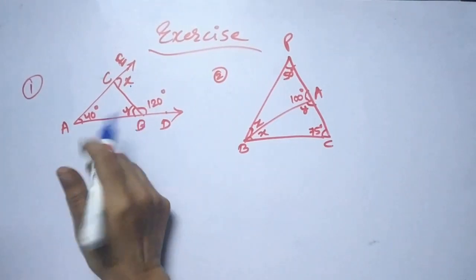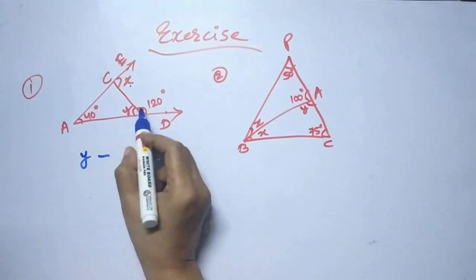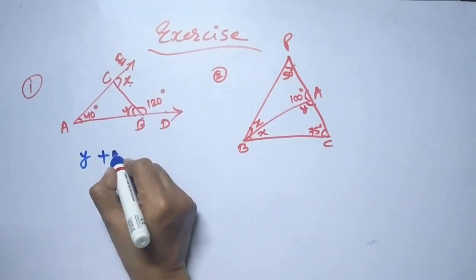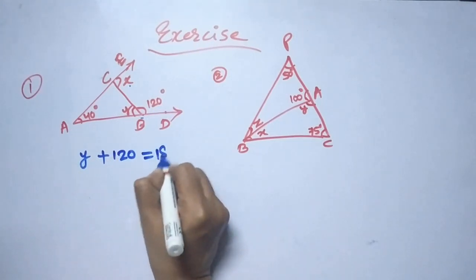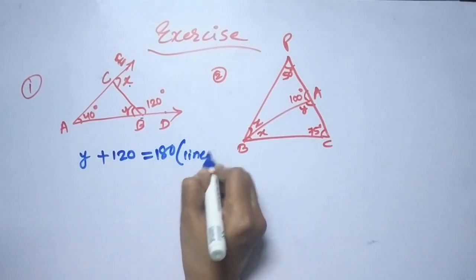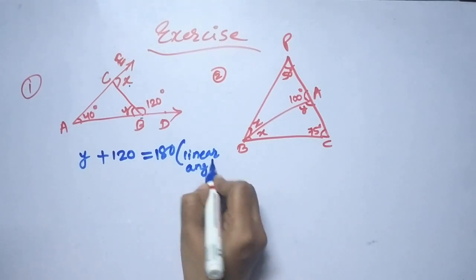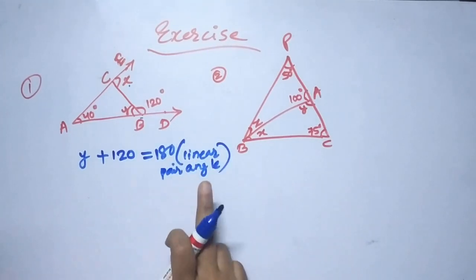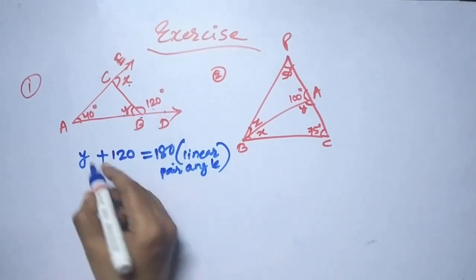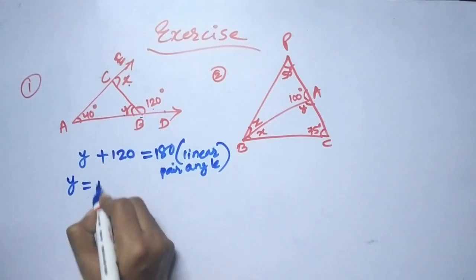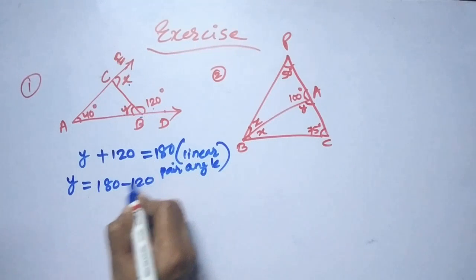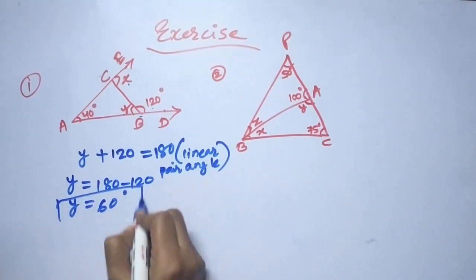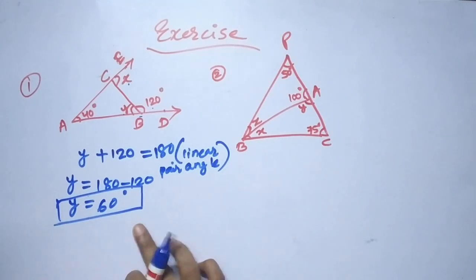So friends, this Y plus this angle CBD is making a linear pair. This is the linear pair angle property, okay? This is a linear pair, this is Y and this is 120. I can get Y is equal to 180 minus 120. So friends, Y we got as 60 degrees here. This Y is 60 degrees.